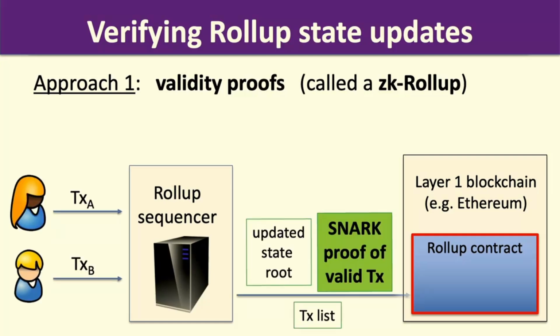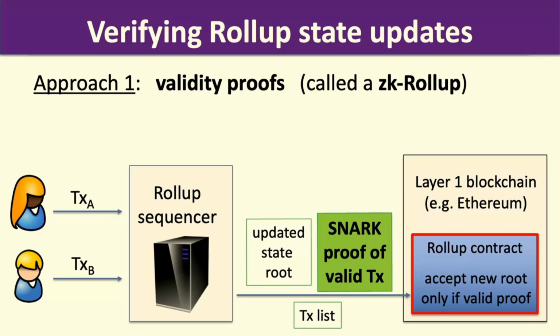So let's draw this up. Now what has changed, everything is similar to before, but now I've added this beautiful green box, which says it's a SNARK proof that all of the transactions are valid. And the rollup smart contract also needs to change, in that now it needs to take in all of the data, but it also needs to only accept the new root.